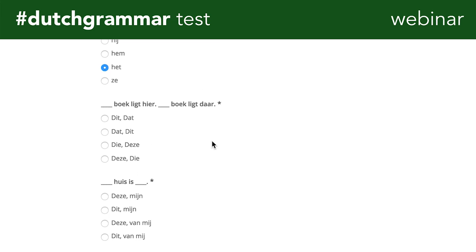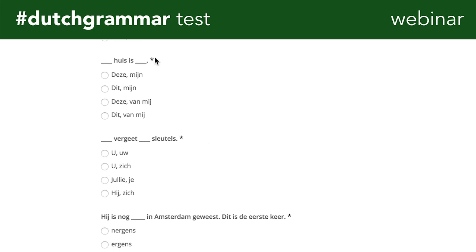Then, demonstrative pronouns again. Lesson 19. Boek is a het word, het boek. So we can choose between dit and dat. Dit we use when it is here, close, and dat when it is there, further away. Answer 1. Next one.